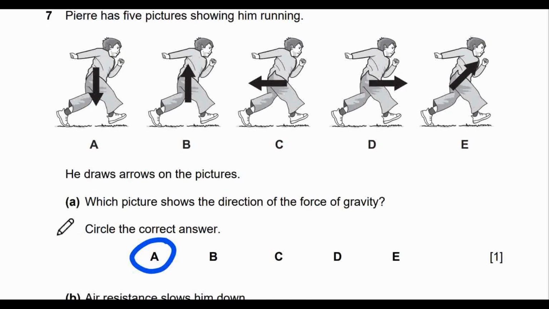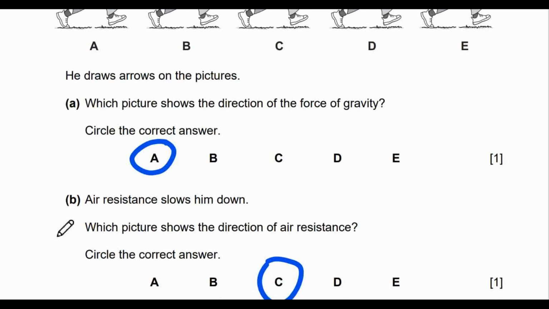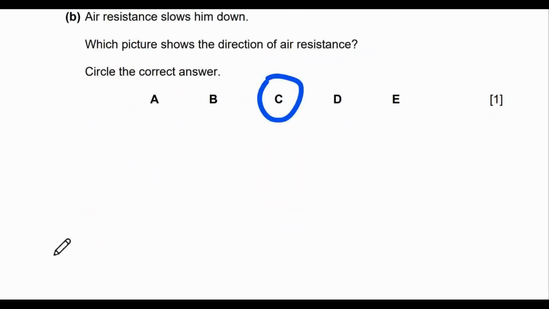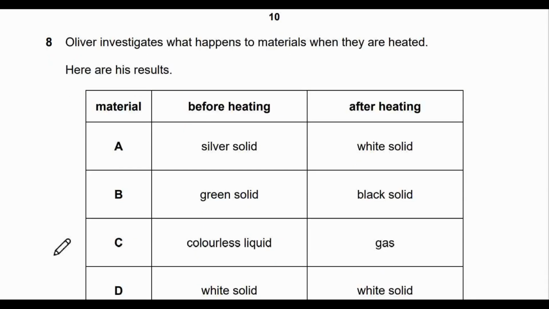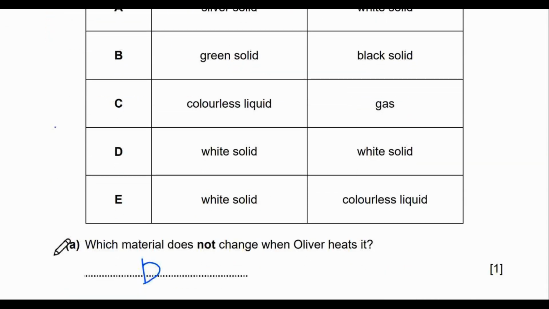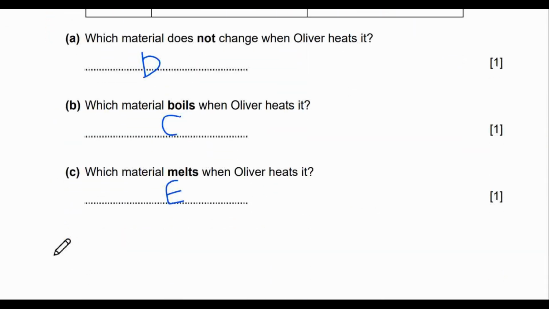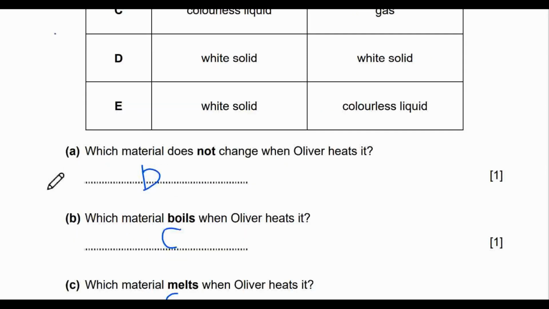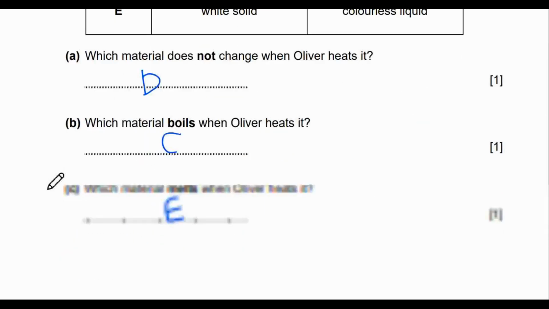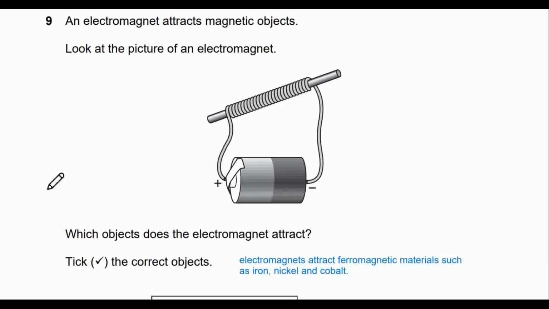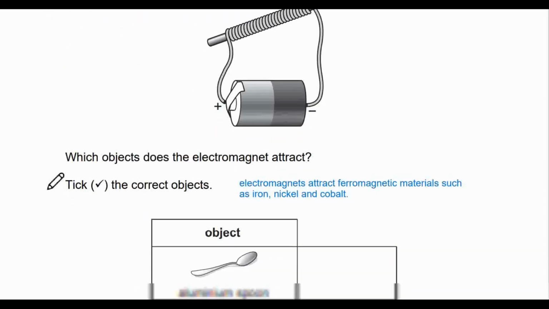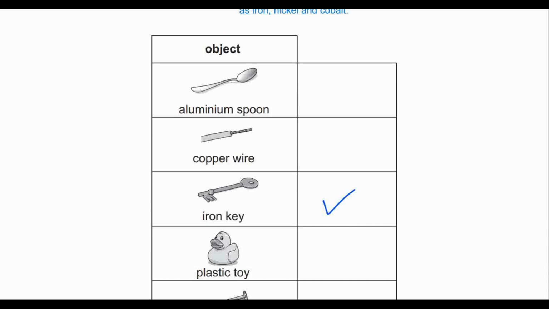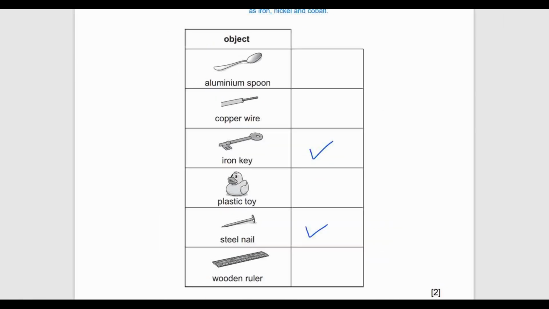This is 7A. And this is 7B. And this is question 8. This is 8A and B and C. Alright, let's move on to question 9. We have 2 ticks here. Question 9.